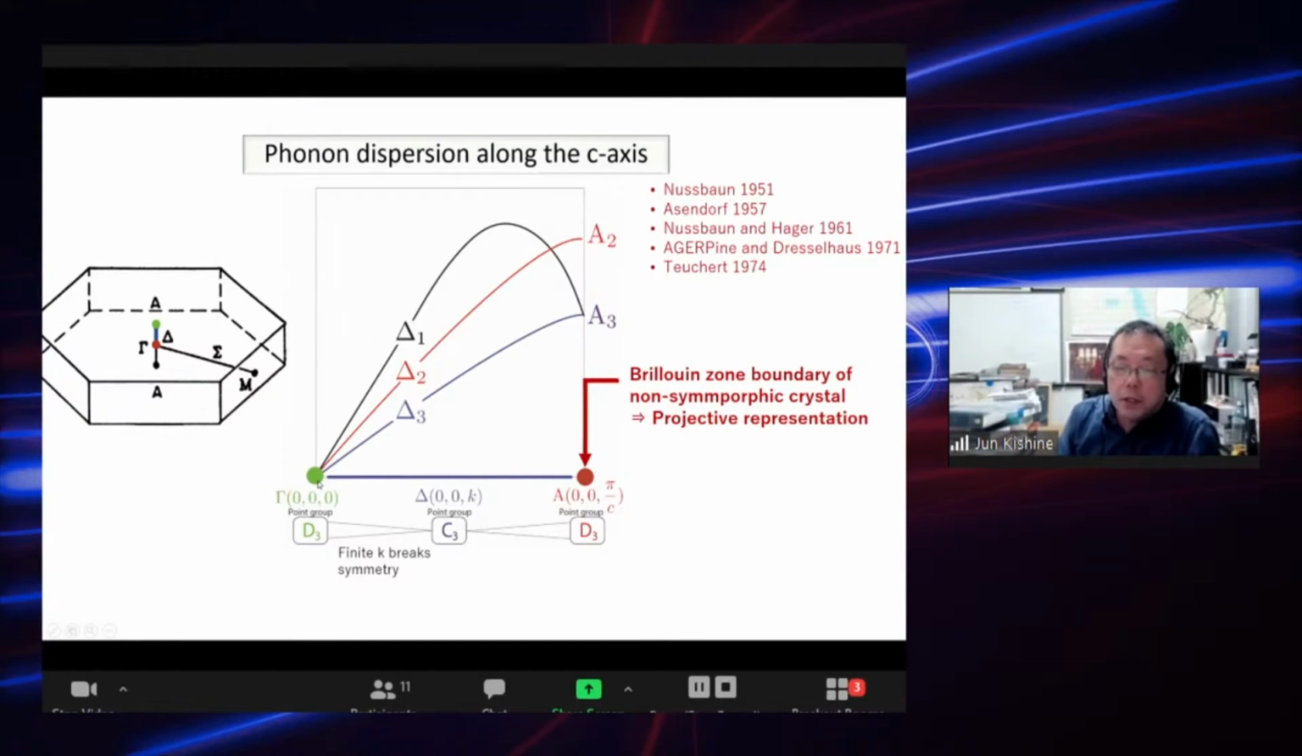Okay. So let's see first the gamma point, where the wave number is 0, 0, 0. Then in this simple tellurium case, a three-mode degeneracy appears like this. However, if we enter a finite k area, this three-fold degeneracy is lifted, and three irreducible representations appear: delta 1, delta 2, and delta 3. And finally, at the Brillouin zone point H, like this. Of course, this information has been well known for much longer, almost half a century ago.